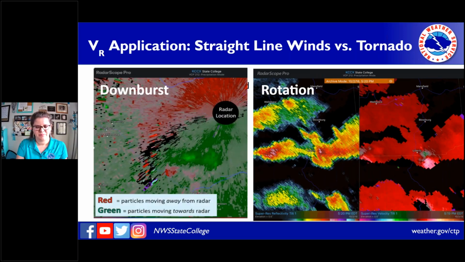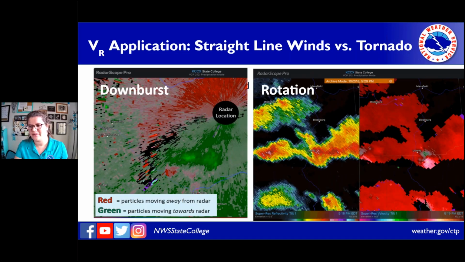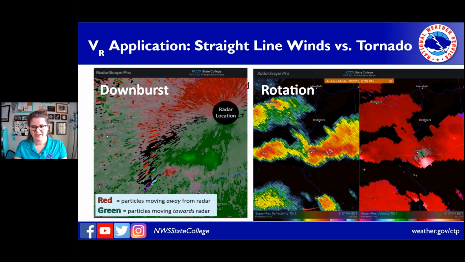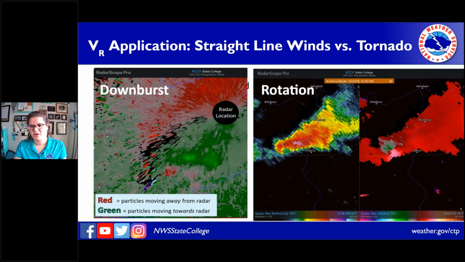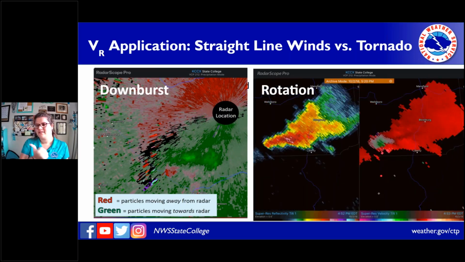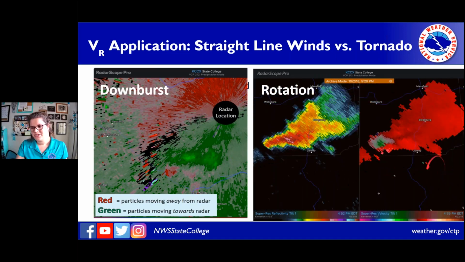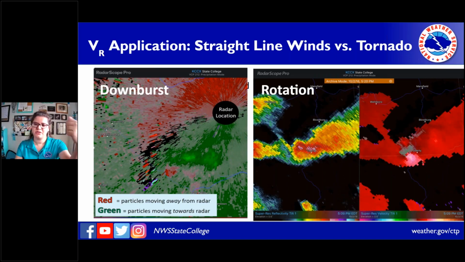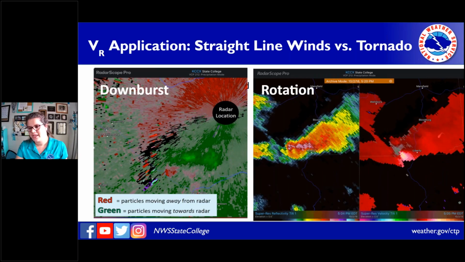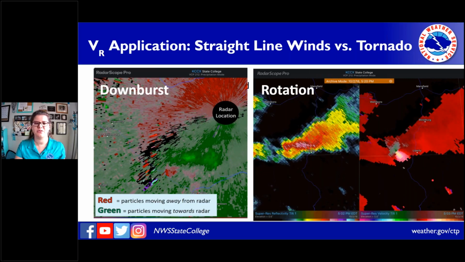So for this example, on the right here, I cannot pause the video, so I apologize for that. Our radar is down towards the bottom left corner. So that is where our radar is. And because that is where it is, we see reds going away from the radar on the right side of this image here, and then greens coming towards the radar on the left side. So because we have red going away and green coming towards, that is actually rotation because it's relative to the radar location.